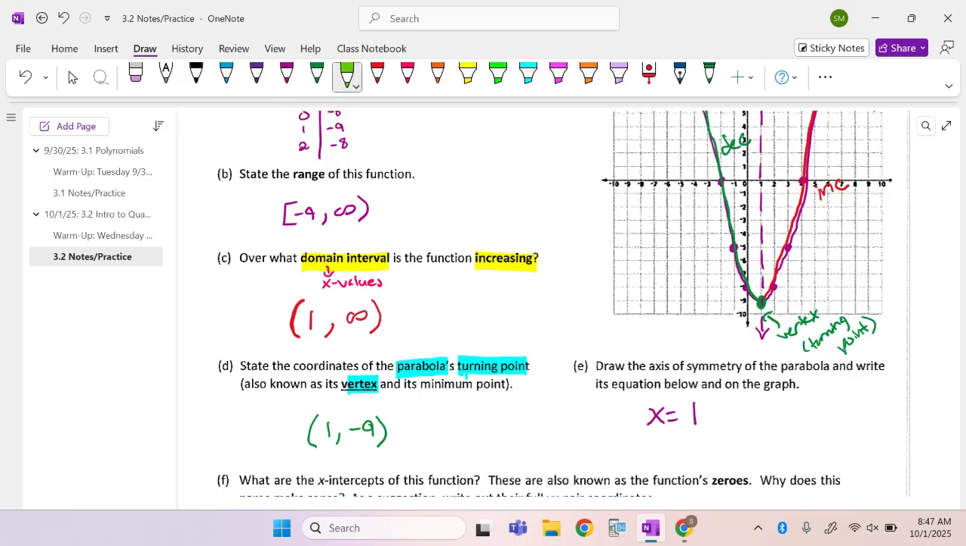And the reason we do that is because this is a line, all right? So if this was on your test and I asked you to state where the axis of symmetry is, if you just say 1 and not x equals, it's wrong, all right? Because it needs to be an equation of a line.